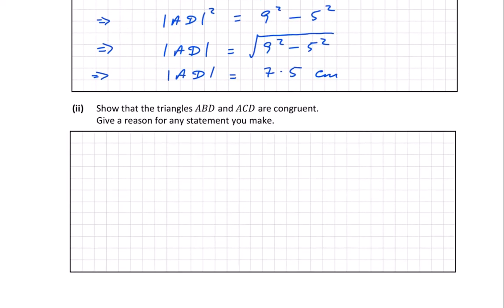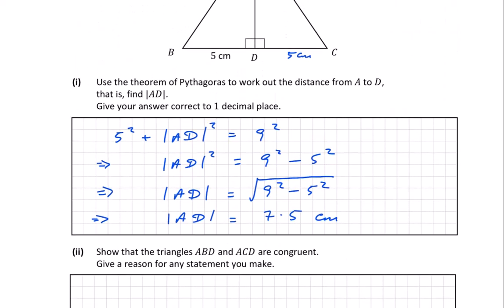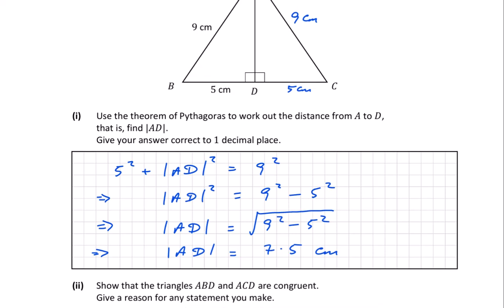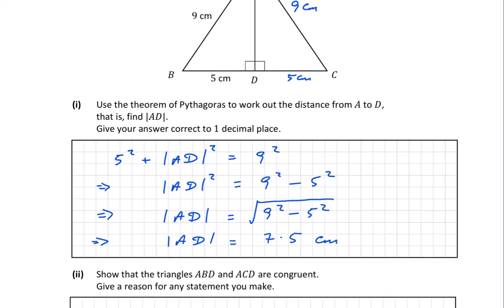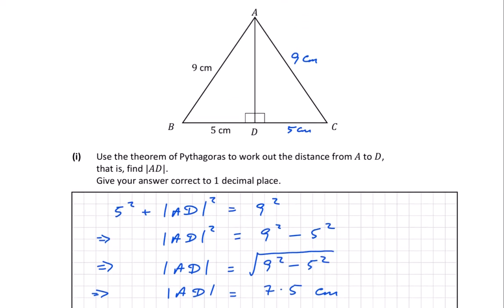Show that the triangles ABD and ACD, so this triangle here and this triangle here, are congruent. So we can use ASA, SSS, SAS, or RHS to prove that 2 triangles are congruent. So I'm going to use SSS. I'm going to say, well, 9 is equal to 9. That side there is equal to that side there. It's a common side. And I'm going to say 5 is equal to 5. So let's write all that out.